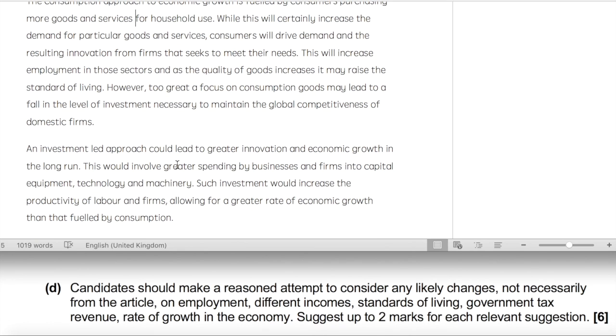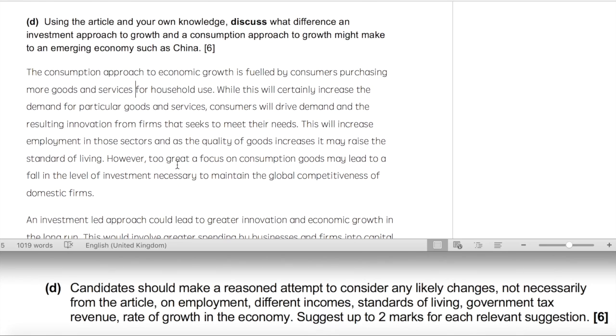An investment-led approach could lead to greater innovation and economic growth in the long run. This would involve greater spending by businesses and firms into capital equipment, technology, and machinery. Such investment would increase the productivity of labor and firms, allowing for a greater rate of economic growth than that fueled by consumption. So this is a 6-mark question asking us to discuss the difference. So it's become clear what the consumption approach is and what the investment approach is. We've looked at the effects on the economy, including innovation, the effects on employment, the standard of living, and long-run growth. I would say that this question has earned the full 6 marks.